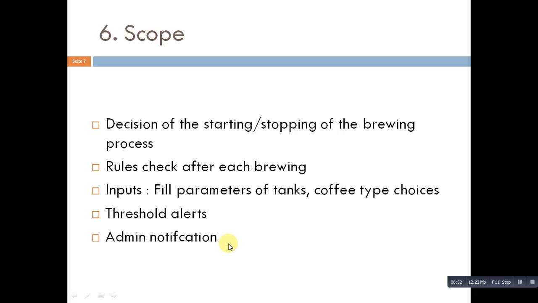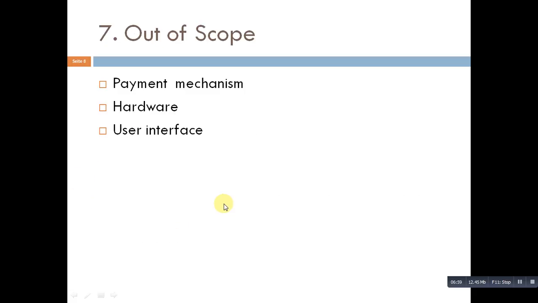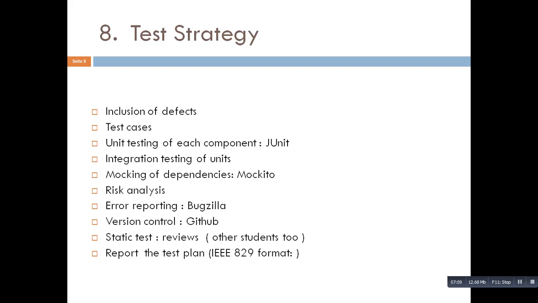So that is what we are going to do. And then what is out of scope here is the payment mechanism and hardware and user interface. You are not going to test this stuff.